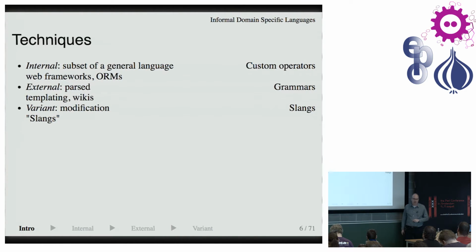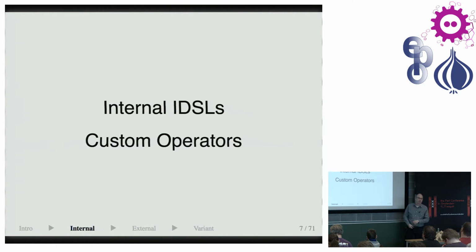For each of these categories, internal, external, and variant, I'm going to talk about a Perl 6 technique that can be used to create informal DSLs in this category. I'll pick an example from each one, and then an application of the technique to generate a language. We'll start with internal, informal, domain-specific languages. Mouthful. What we're going to talk about are the Perl 6 custom operators facilities.